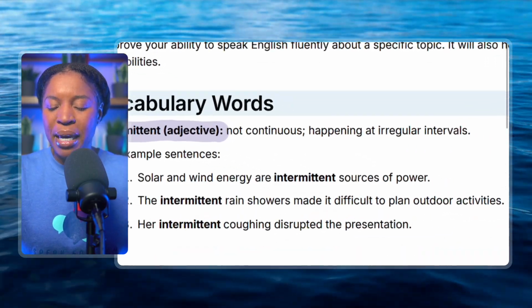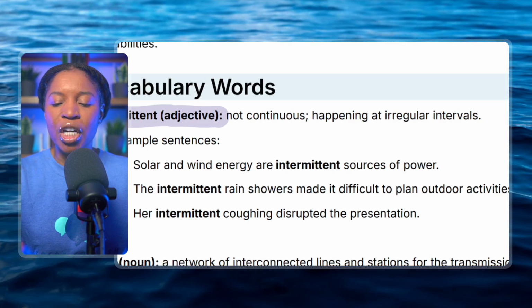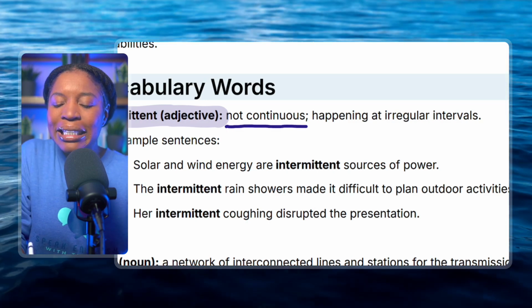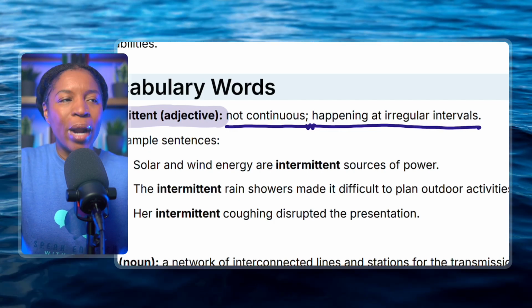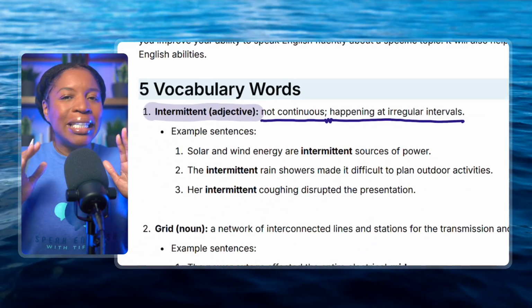Great job. Now the question is, what does this term intermittent actually mean? So, intermittent just means not continuous or happening at irregular intervals. Again, not continuous, happening at irregular intervals. For example, some people do intermittent fasting. It means it's not continuous, but there are certain intervals.